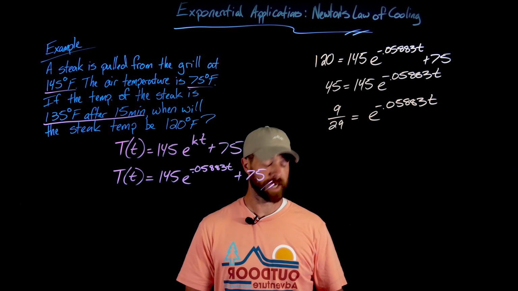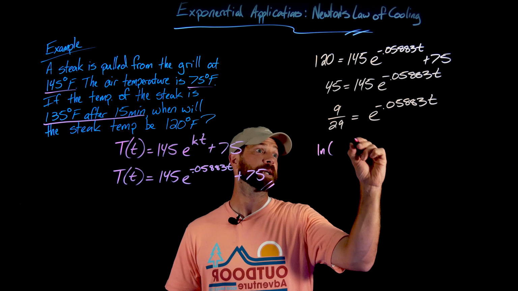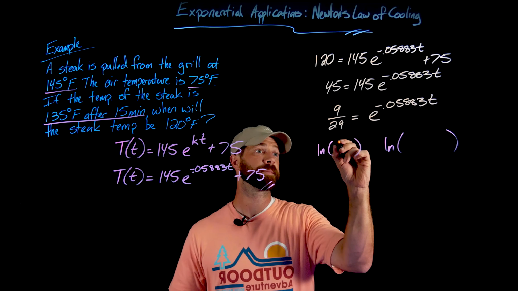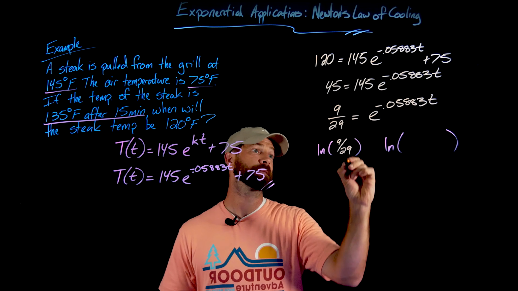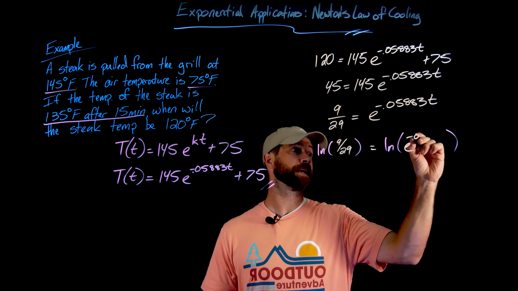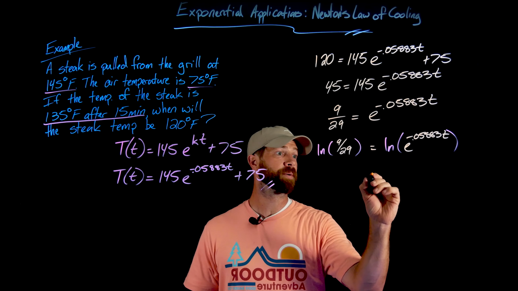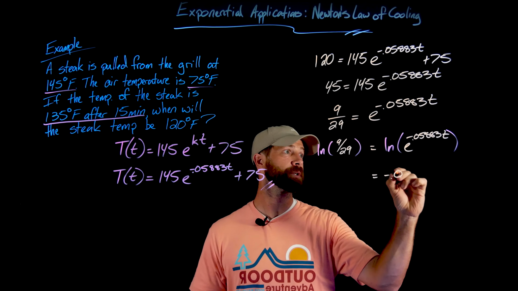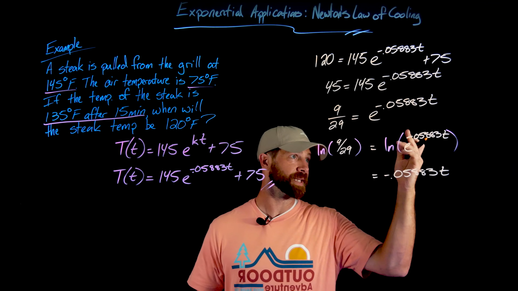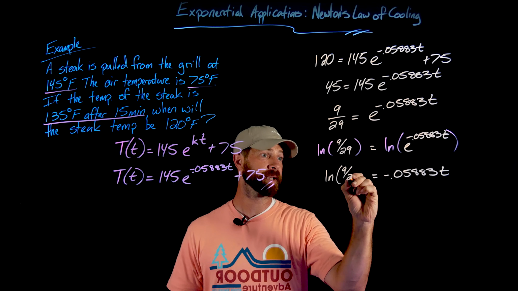I'm now going to apply the natural log to both sides of this. Again, when I apply the natural log, that exponent will come down, and so what I get is the natural log of 9/29 equals the natural log of this expression. And as solved, this side just becomes negative 0.05883 t, because this is log base e and this is an exponential base e. I'll keep the other side the same.